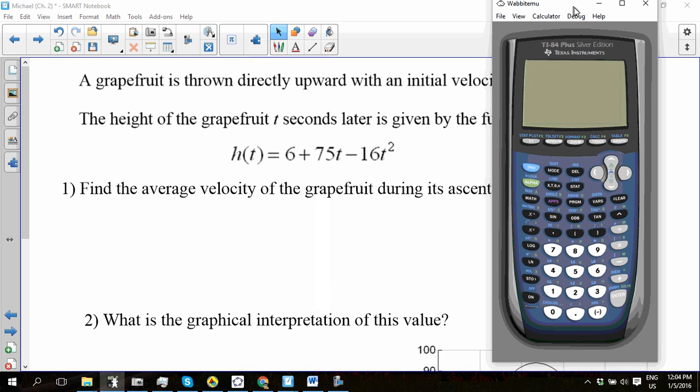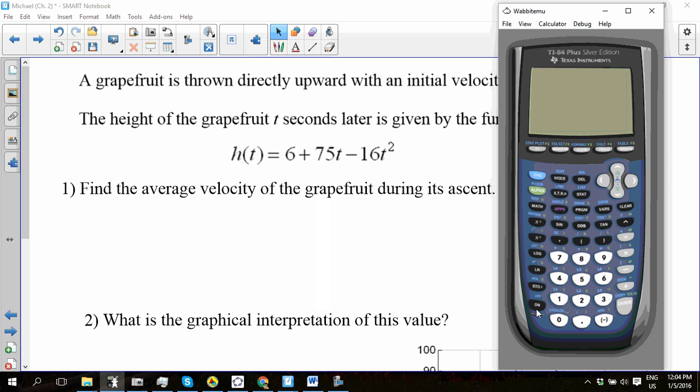And the algebra is not the issue here, so I'm going to find out when it reaches its peak using the calculator. So we've got 6 plus 75x minus 16x squared. And let's zoom. We'll try zoom fit. See how that works. Oh, that didn't work very well. I must have messed something up in there.